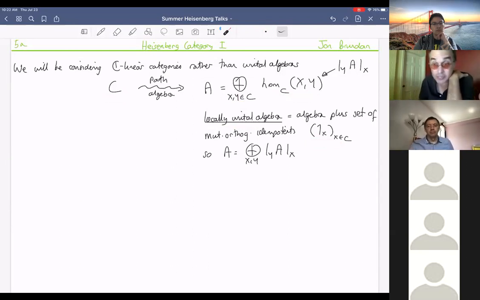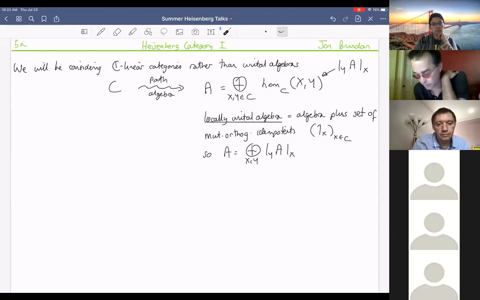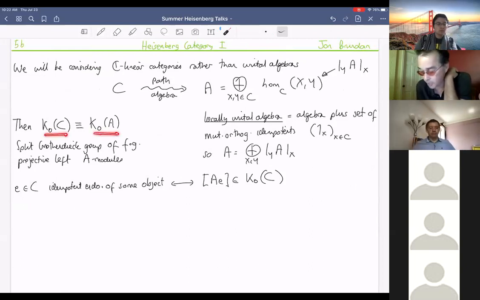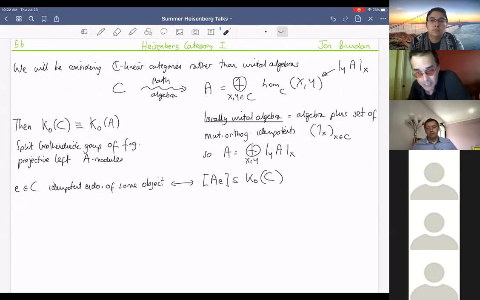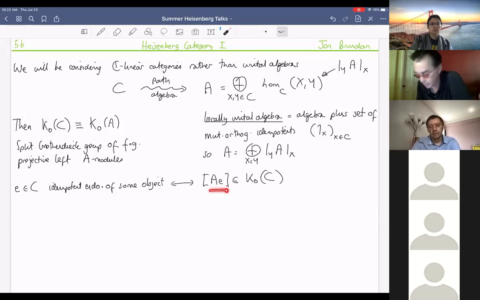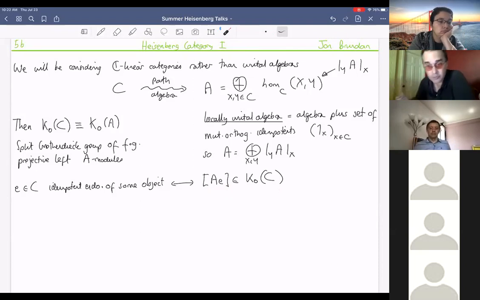With that dictionary, you can easily upgrade everything you know about unital algebras to locally unital algebras, and so to C-linear categories. For example, the Grothendieck group of the category C is just the same as the split Grothendieck group of that path algebra A. So just isomorphism classes of finitely generated projectives as before. If you have an idempotent e of some object of the original category, you can look at that left ideal Ae, which is a finitely generated projective left A-module, and then you can take its class, and that gives you something in the Grothendieck group. So idempotents give you elements here.